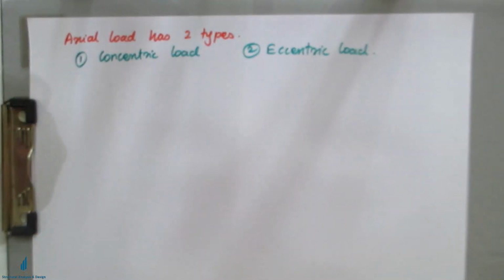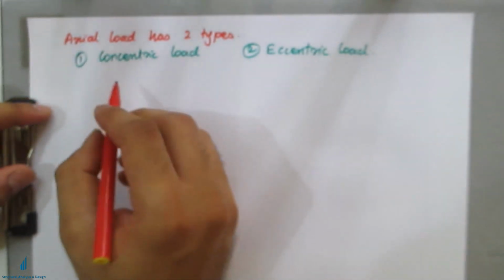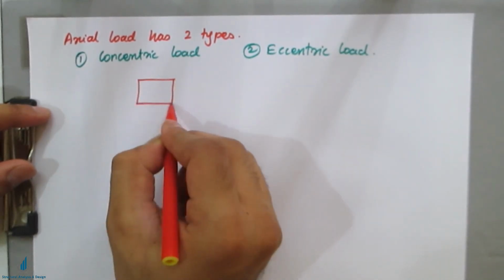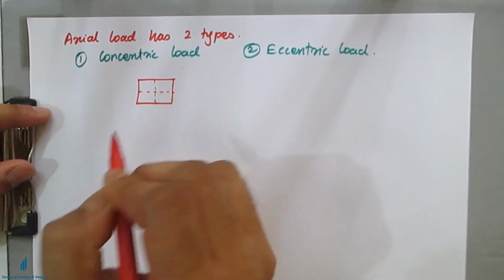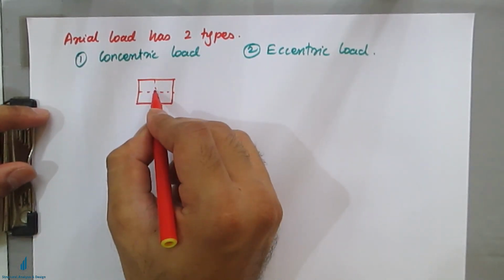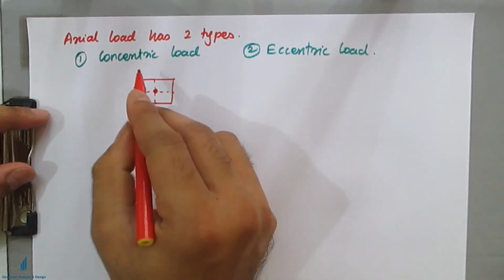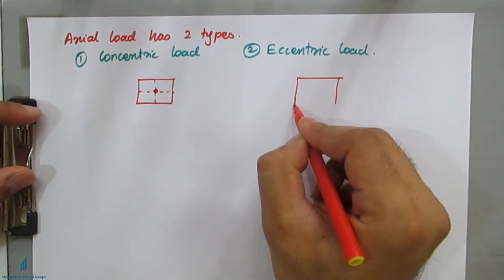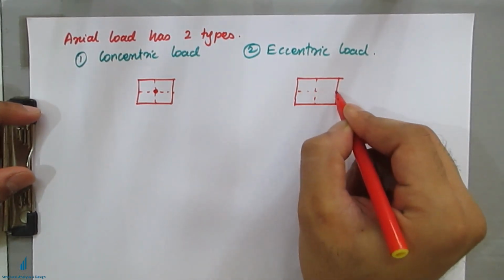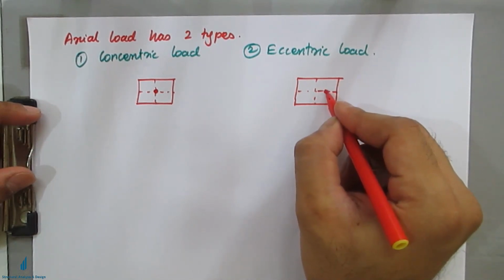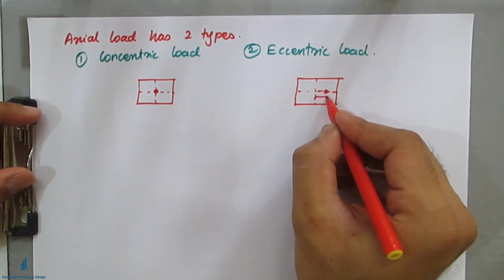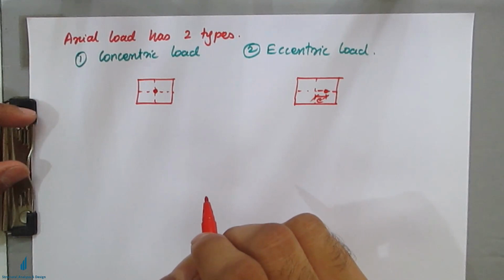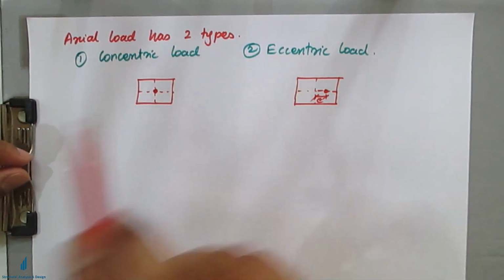So I will explain one by one. I will take one section here, and these are the x and y axis. If your load is acting at this center, that is known as concentric load. And here, if it is your member and these are the axis, and if your load is acting here, then this creates an eccentricity, and therefore it is known as eccentric load. So in axial there are 2 types, concentric and eccentric.